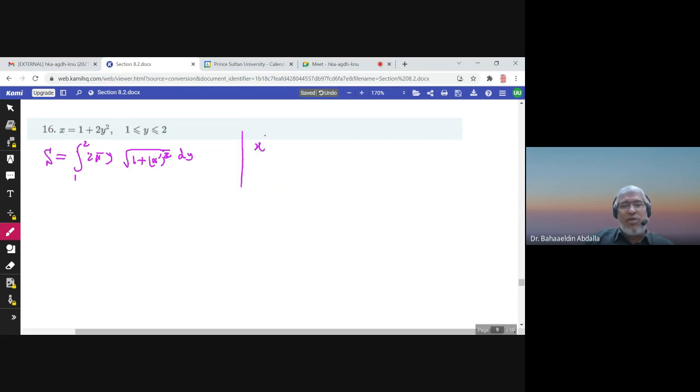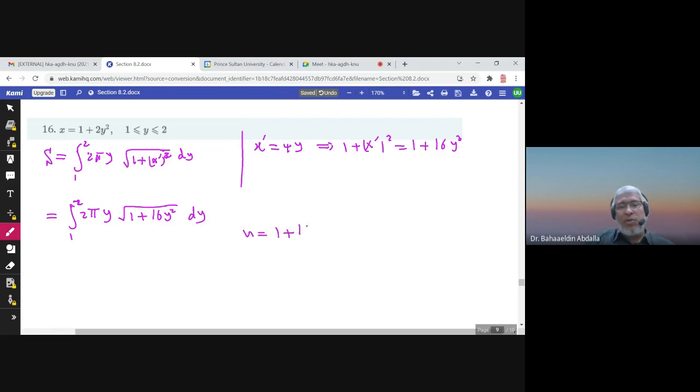It is. So x prime is 4y, and 1 plus x prime squared would be 1 plus 16y squared. So the integral would be from 1 to 2 of 2 pi y as it is, and the square root of 1 plus 16y squared. And this integral is easy. Just take u as 1 plus 16y squared. The derivative is outside, and you can continue easily.